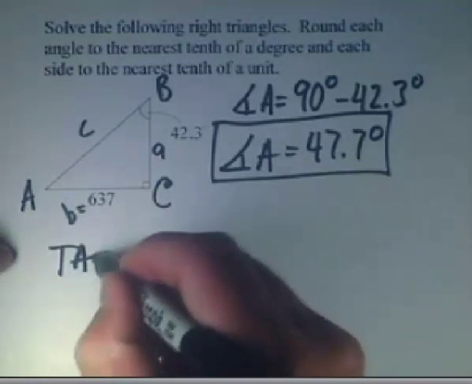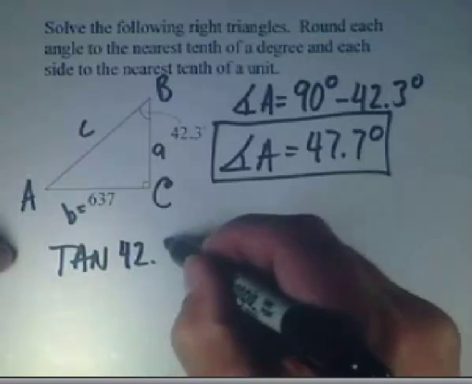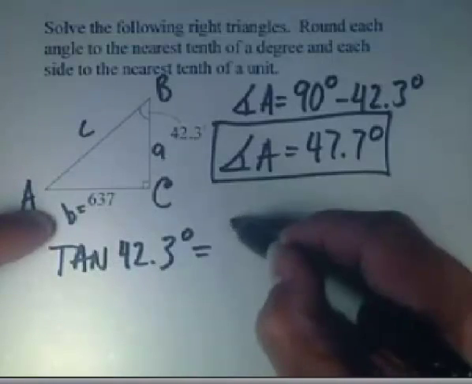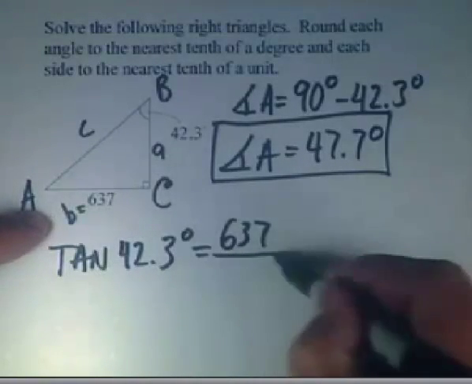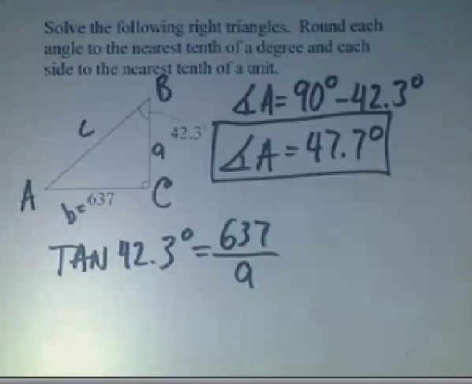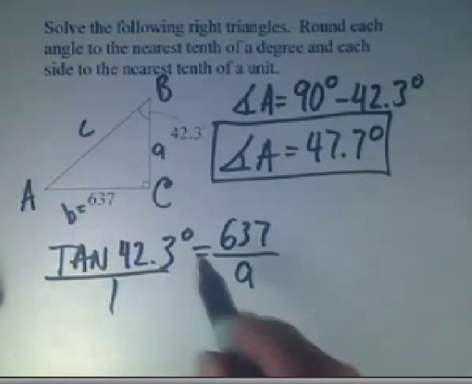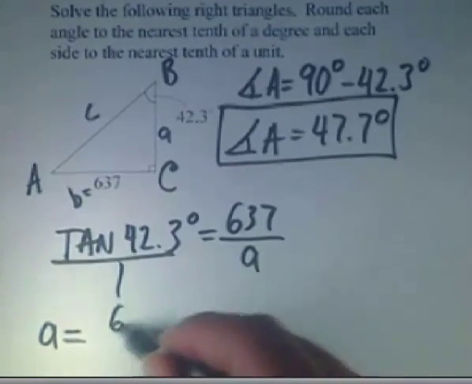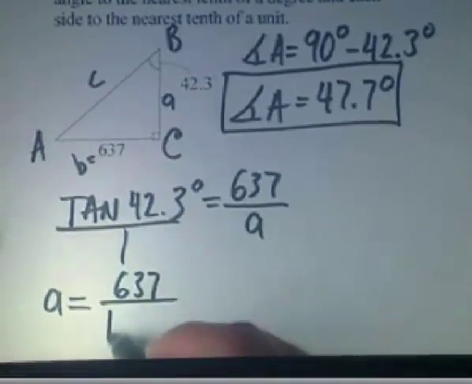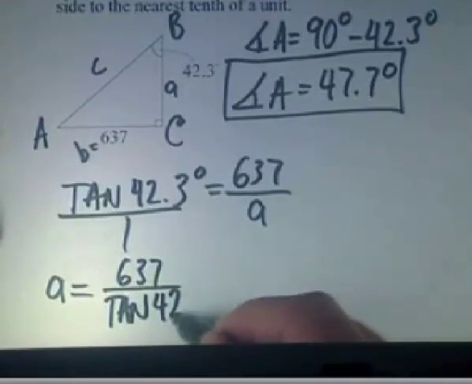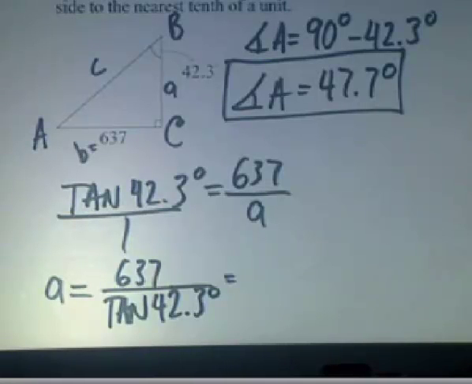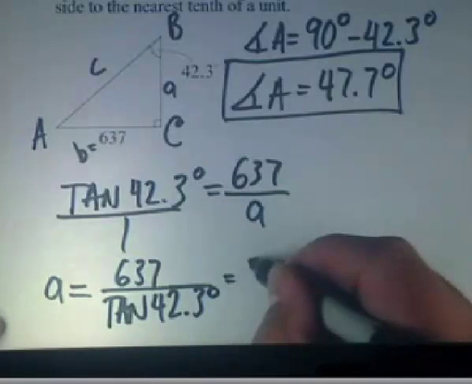So we'll take the tangent of 42.3 degrees. The tangent we know to be equal to the opposite side, 637, divided by the adjacent, which is A. Now, if we cross multiply and solve for A, we come up with A being equal to the value 637 divided by the tangent of 42.3 degrees. So if we put that into our calculator, we will then come up with a value of 701.